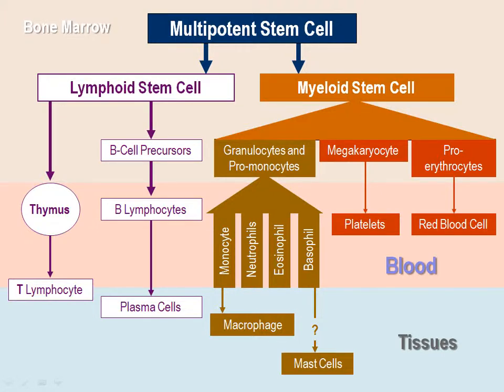Megakaryocytes, as the name implies, the mega means that these are big cells, but as they evolve in the bone marrow, they get smaller and smaller, and they turn into platelets in the blood. And of course, pro-erythrocytes make the red blood cells.